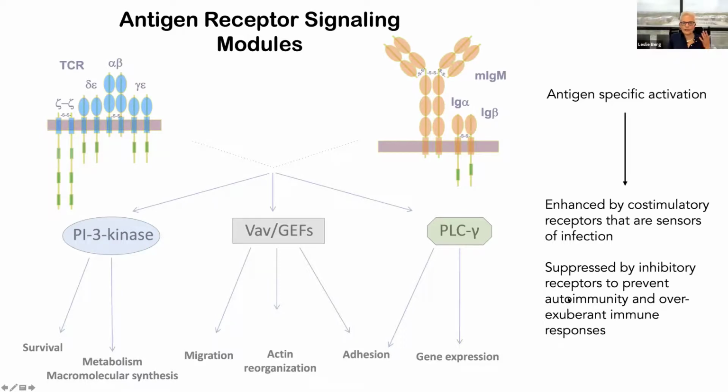T cells becoming a cause for autoimmunity, or B cells and antibodies becoming a cause for autoimmunity, as well as to prevent overexuberant immune responses and to help shut off the response once the pathogen has been cleared. And now I'm finished. I'd be happy to take any questions.